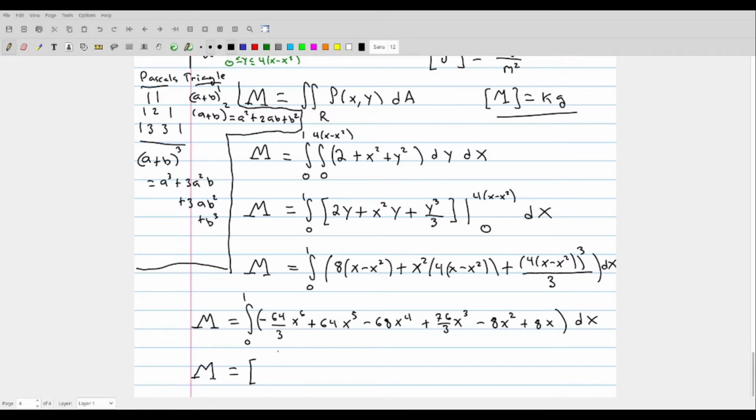and we know that the antiderivative of this is going to be negative 64 over 7 times 3, or 21, times x to the 7th, plus 64 over 6 times x to the 6th, minus 68 over 5 times x to the 5th, plus 76 over 12 times x to the 4th, minus 8 over 3 x cubed, and lastly plus 8 over 2 x squared. This is evaluated at the upper bound of 1 and the lower bound of 0.